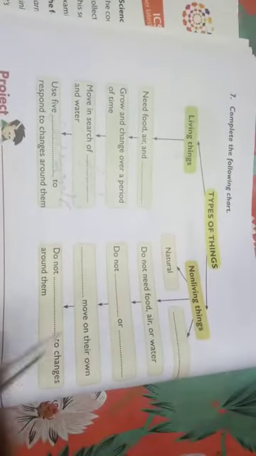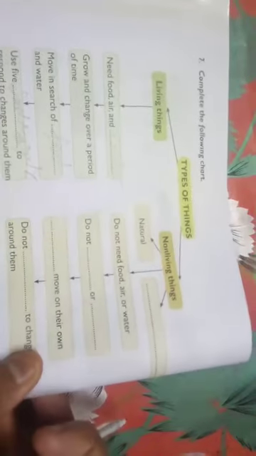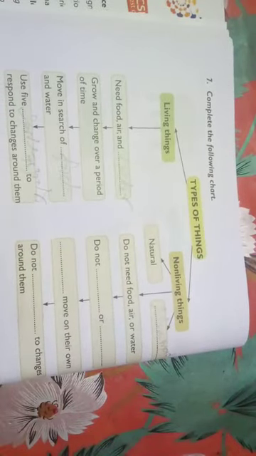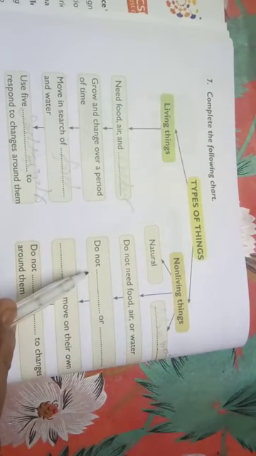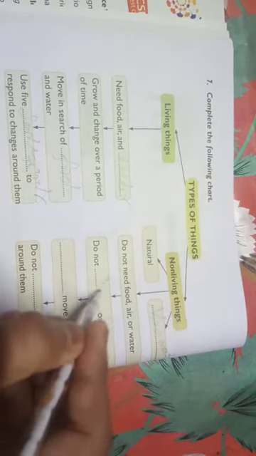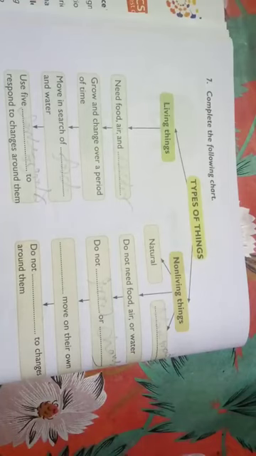Next, we have our non-living things. Non-living things, it can be natural and man-made. Next, do not need food, air, or water. Yes, it is true. They don't need. Next, do not grow or stay healthy, or do not grow or changes you can write down. Do not grow or changes over a period of time.